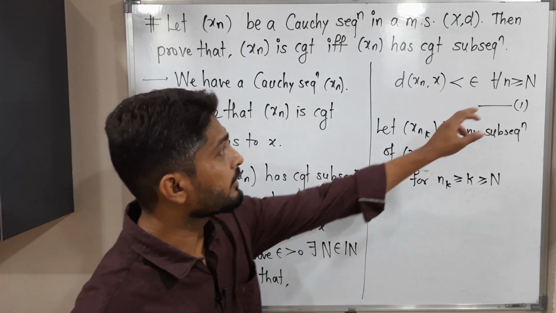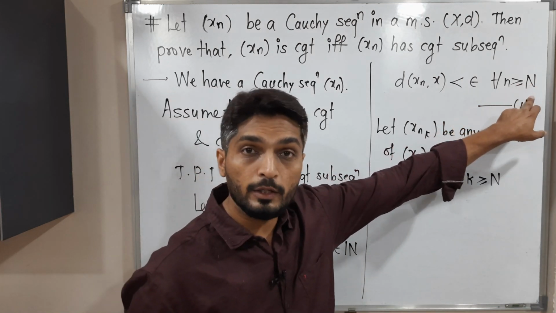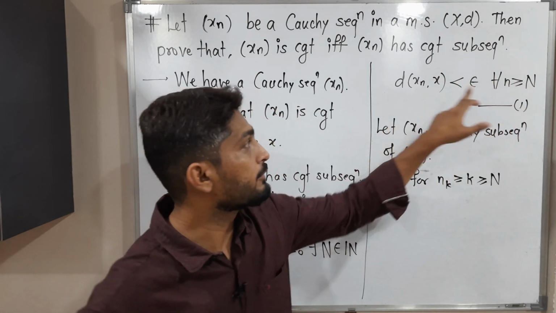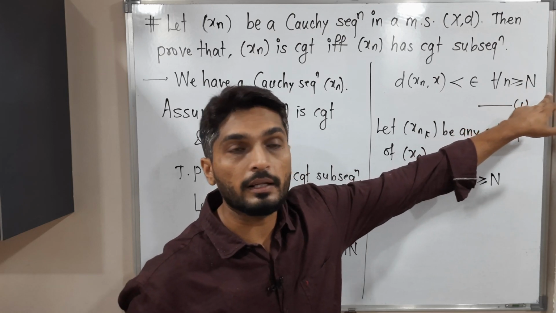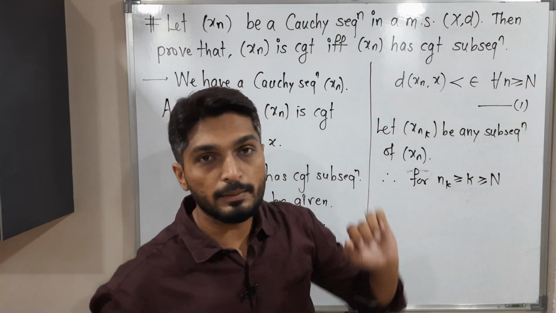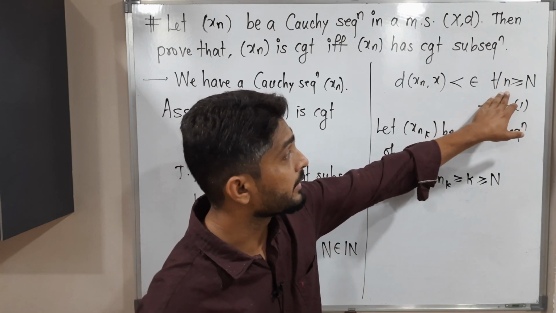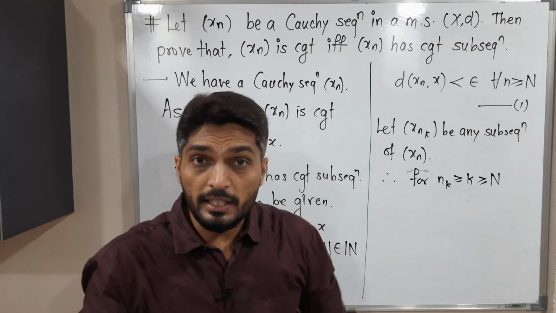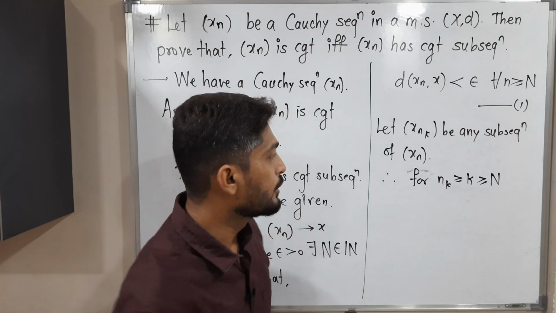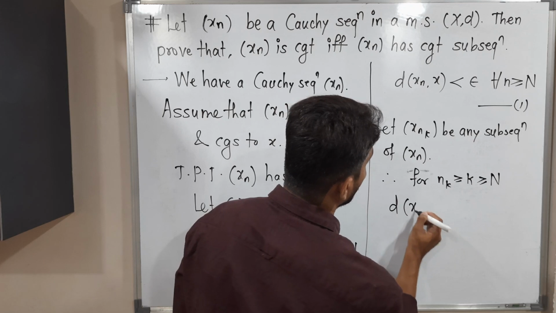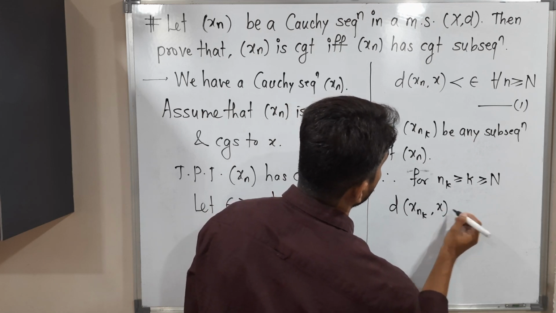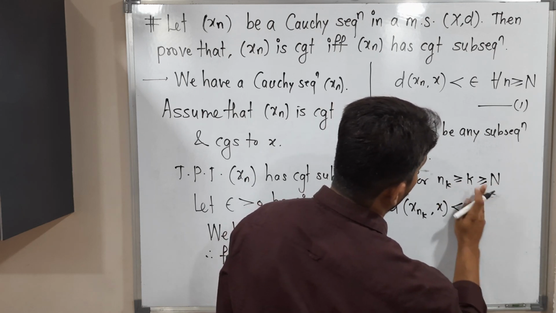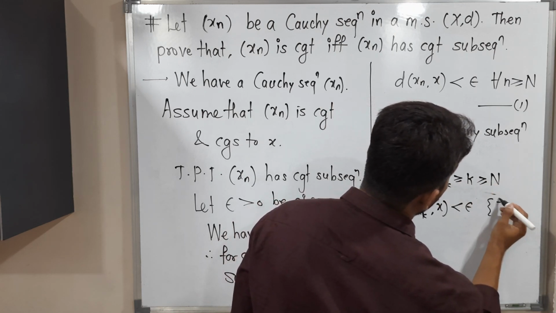What I want to say, if our small n greater than or equal to capital N, this is true. If you take any small m greater than or equal to capital N, you will get d of Xm, X less than epsilon. If I take any k here, k greater than or equal to capital N, we will get d of Xnk, X less than epsilon. Similarly, I am taking a suffix nk. So from 1 what can I write? d of Xnk, X less than epsilon for all this nk greater than or equal to capital N. I have already written. So I should mention from 1.